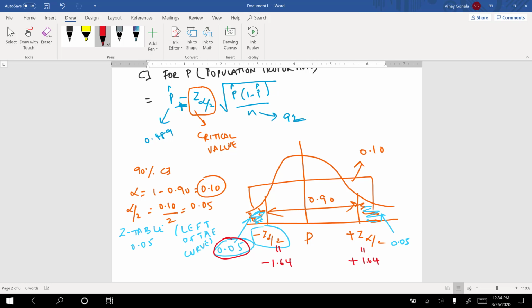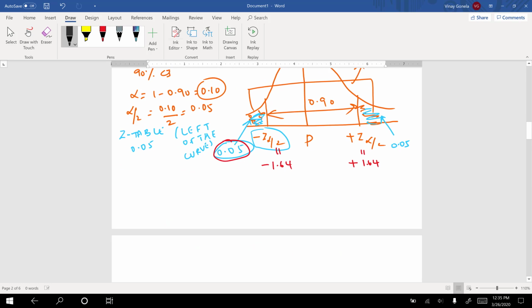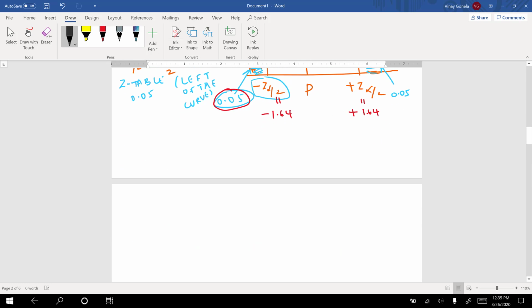So once you get those values, you can now put the formula together. So use this formula and substitute the values. So I will put those values. The formula was, again, the confidence interval for population proportion, for P.